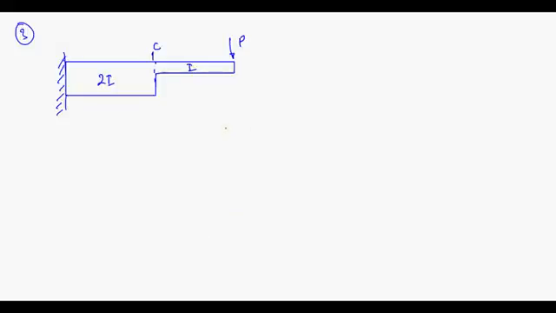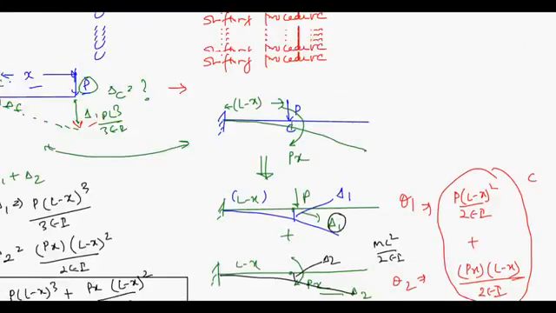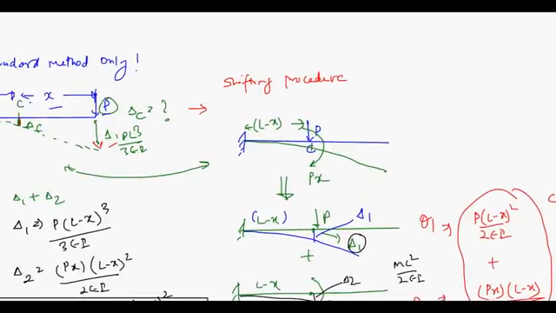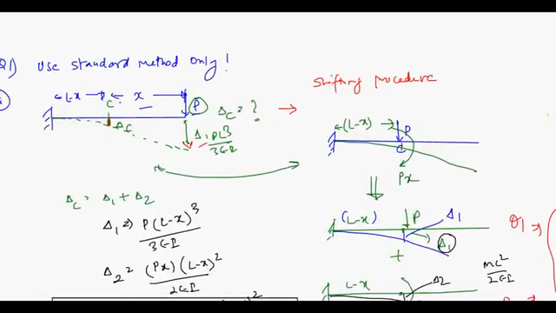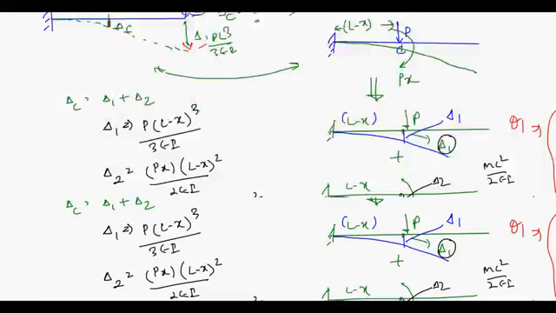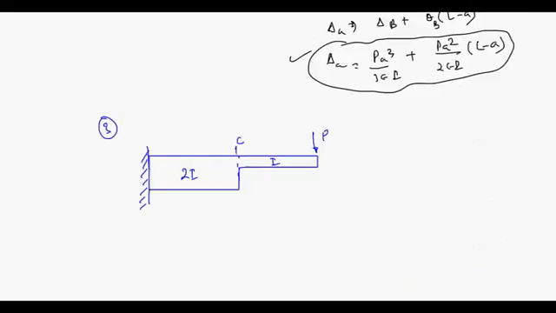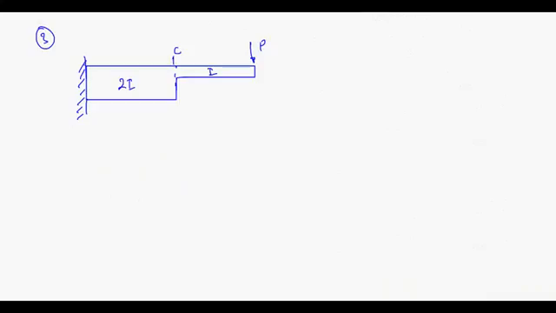Now there is a slight trickiness. You have to do exactly the same thing that you did in the previous question. Previous question means the first question. Do the same thing that we did in the first question, the shifting procedure. Just shift the P load to the point where you want to calculate the deflection and apply a resulting force and a moment. Same thing we will do in this question also.